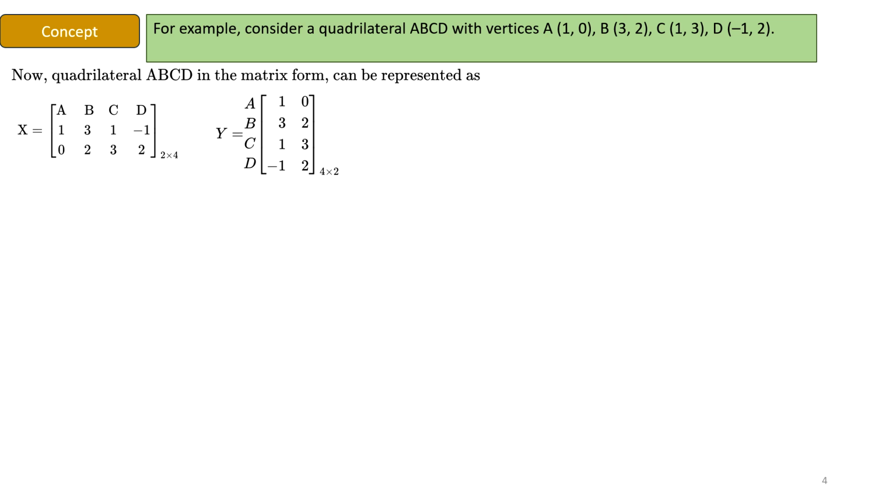A quadrilateral ABCD with coordinates given in the slide can be represented either as X, which is a 2 by 4 matrix, or by Y, which is a 4 by 2 matrix.